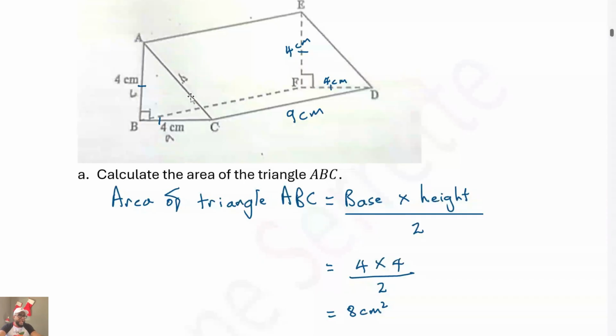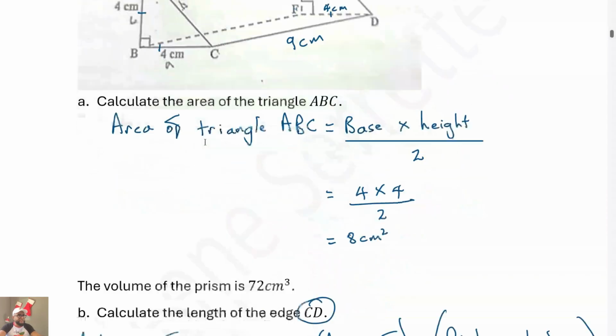What do we call the longest side in a right angle triangle? What is AC called? Hypotenuse. Excellent. So I want to find the length of my hypotenuse, right?